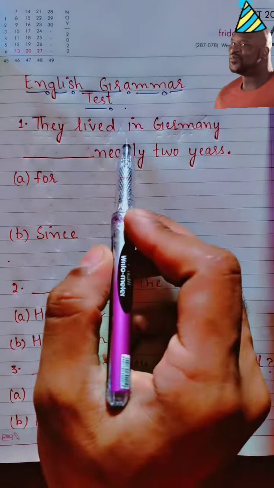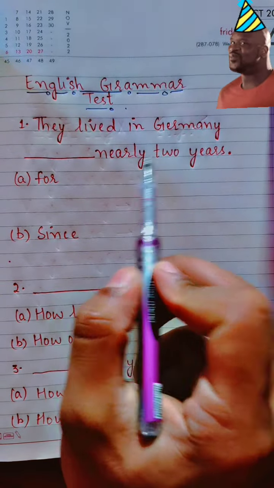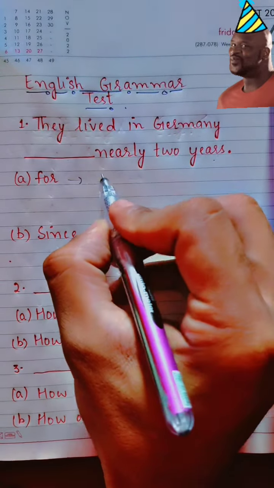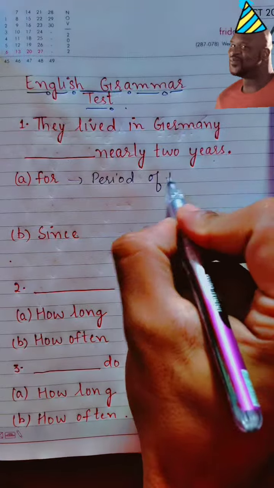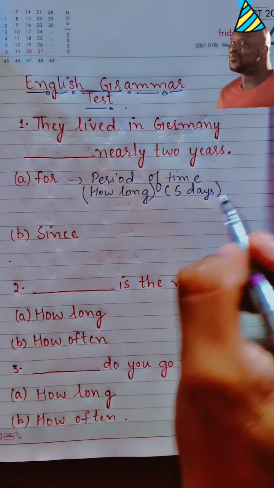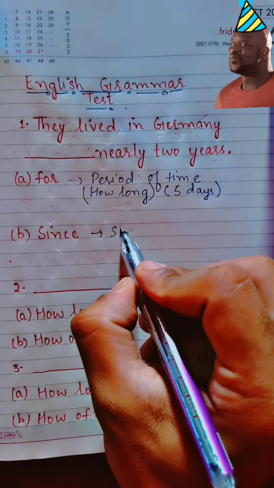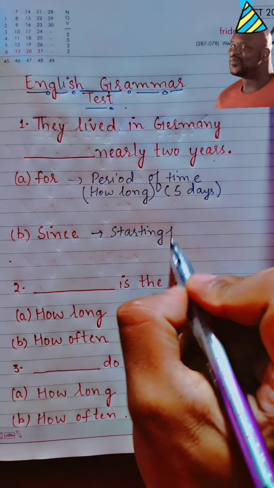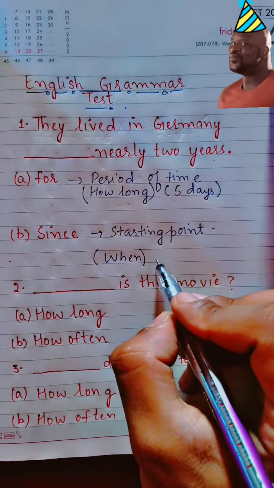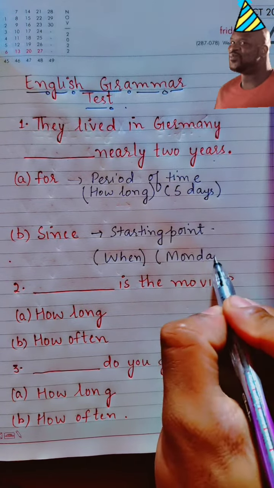They lived in Germany blank nearly 2 years. For or since? So remember guys, for is followed by a period of time. How long? We say the number of days here, 5 days, 6 months, 10 years. And since comes before the starting point, when. So here we say the name of the days or months or years. For example, Monday, since 2020.